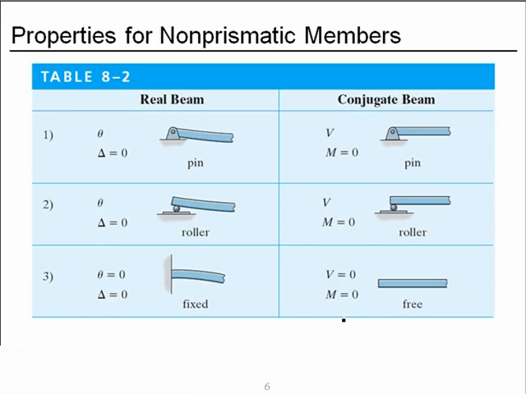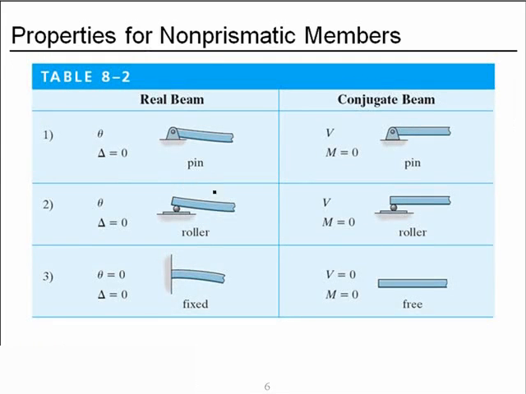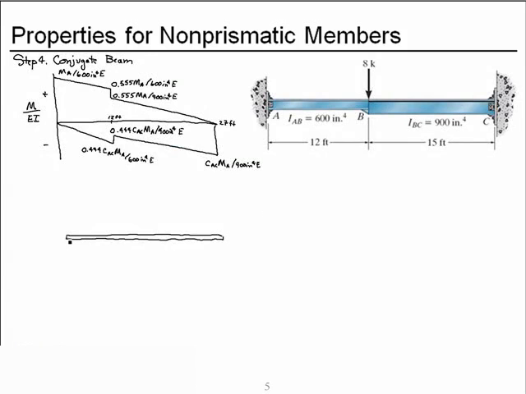So we need to go back to our representation of the beam, and we see that the left end is pinned, or a roller rather, and the right end is fixed. So if the real beam has a roller at one end, the conjugate beam has a roller at that end. If the real beam is fixed at an end, the conjugate beam is free at that end. So our conjugate beam looks like this. Roller on one end, completely free on the other.